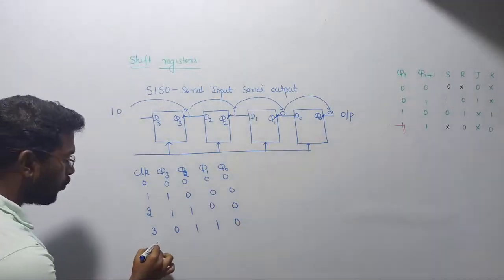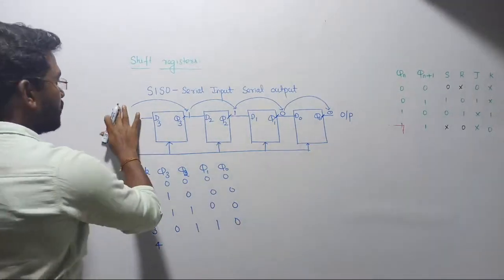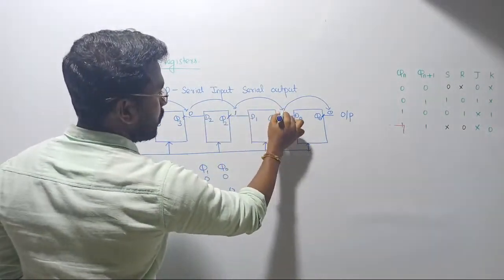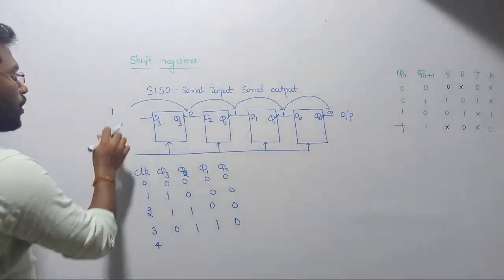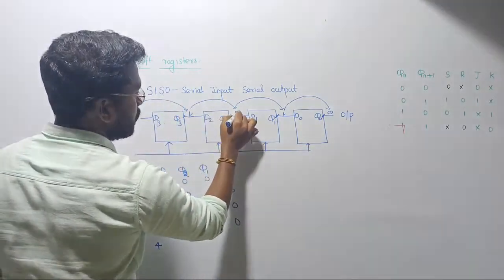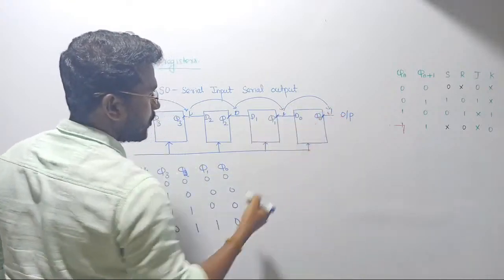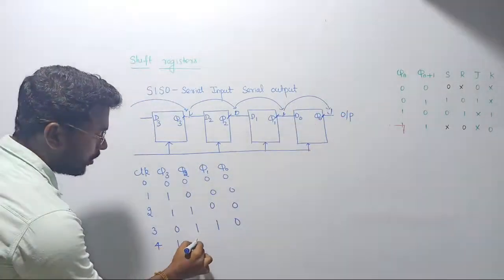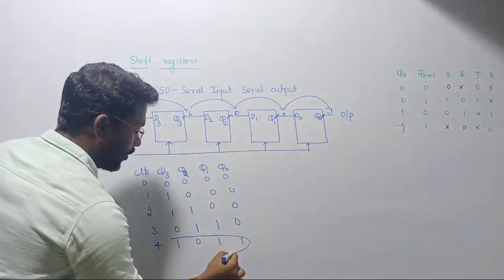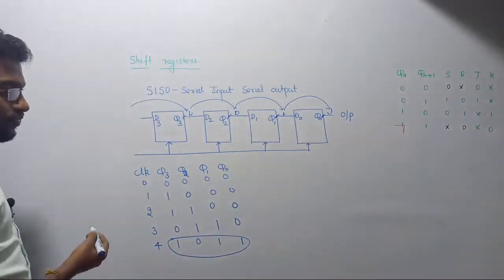Now when we are applying the fourth clock pulse, what will happen? This 0 already entered, now this will become 0, now this will become 1, and the rest are all 0. Now last step, when we are applying the fourth clock pulse, that 1 will be transmitted here, this 0 will come here, this 1 will come here, and this is going to be 1. Finally we are getting 1, 0, 1, 1. See there, this is the data that I would like to register into the circuit.